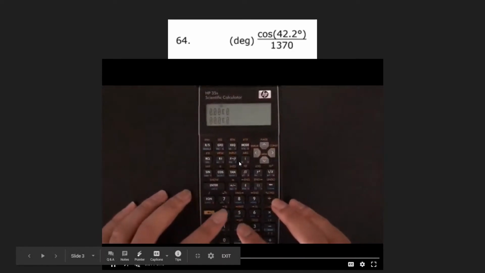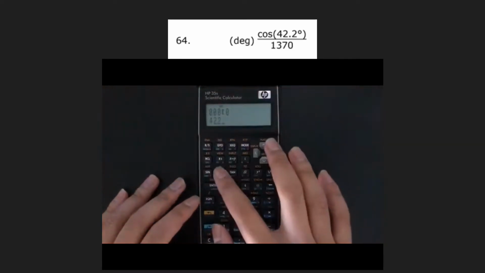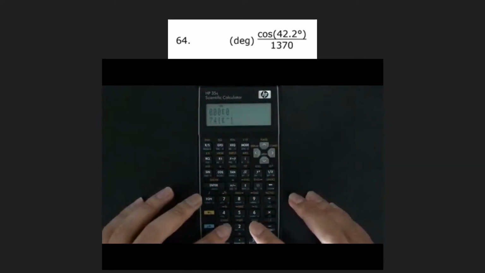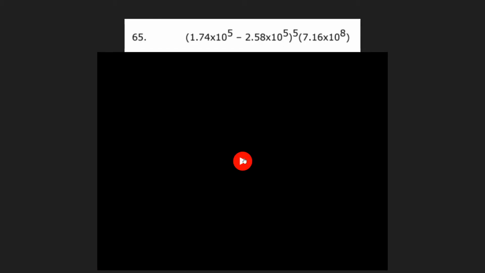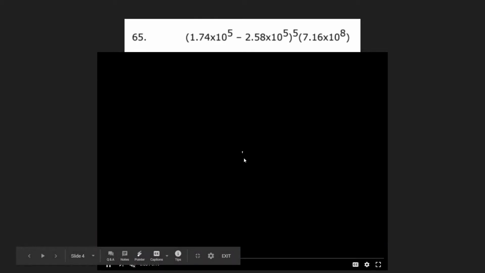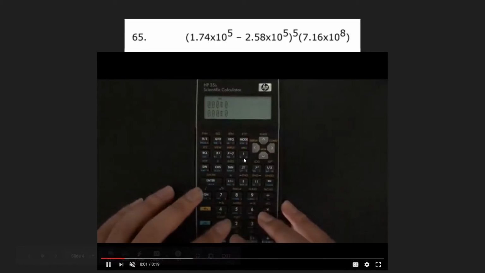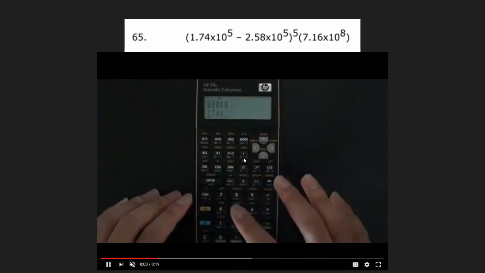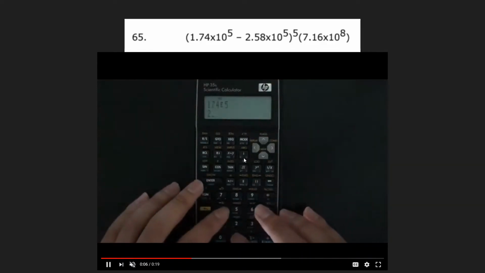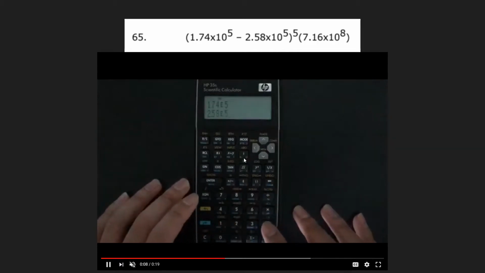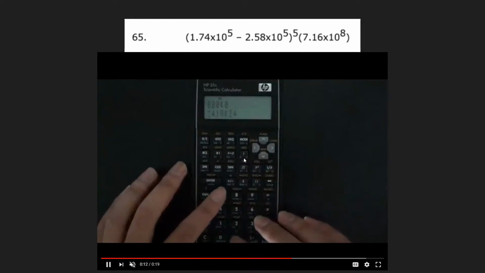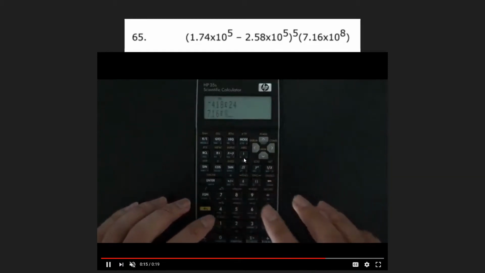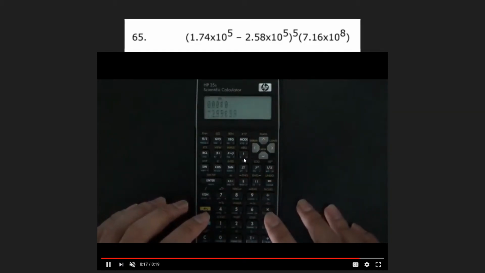Alright, so question 64, start off with 42.2, cosine, and then 1370, divide. Alright, 65, 1.74, E5, enter, 2.58 E5, subtract 5, y to the x, 7.16 E8, and multiply.